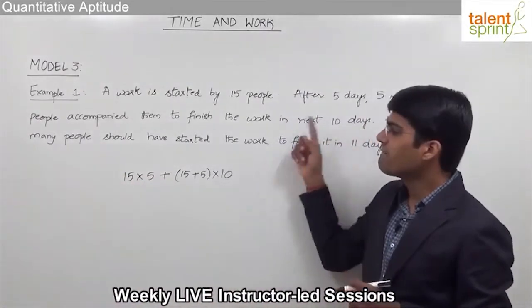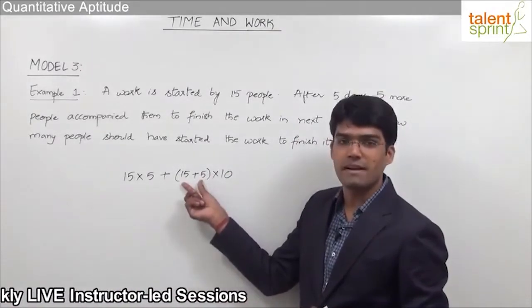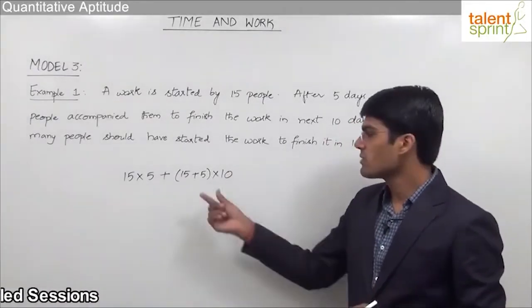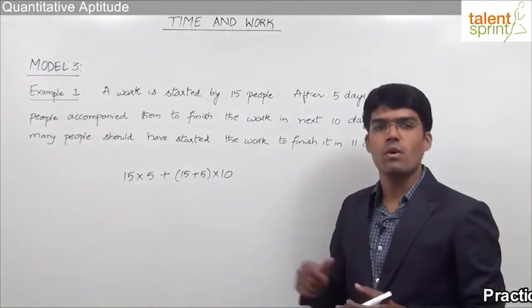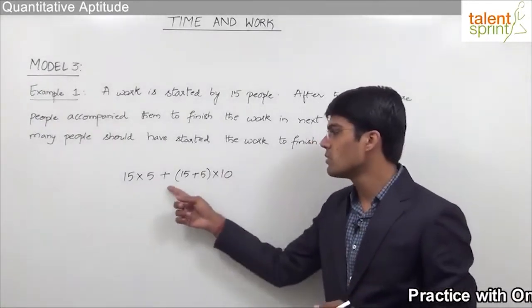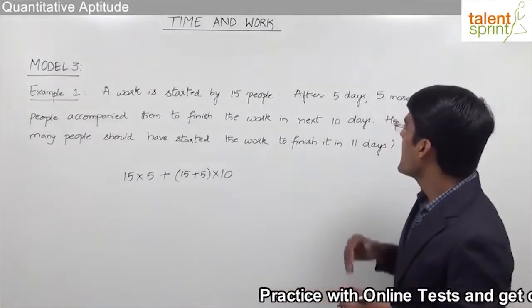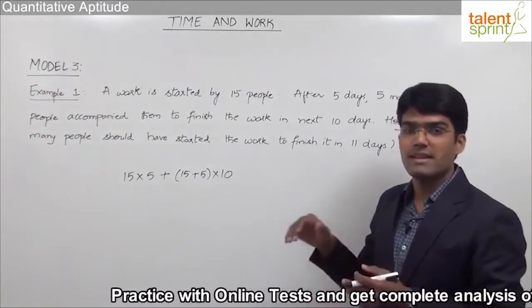After 5 days, 5 more people have joined them. So total men available are 15 plus 5, so 20 men, and they could finish the remaining work in 10 days. So 20 men in 10 days. And after these 10 days, the total work has been finished. So this is nothing but the total work which was done by these people. Now the question is, how many people should have started the work to finish it in 11 days? So the same work has to be finished.